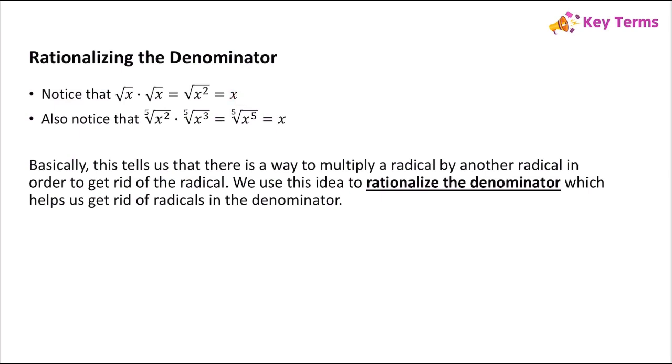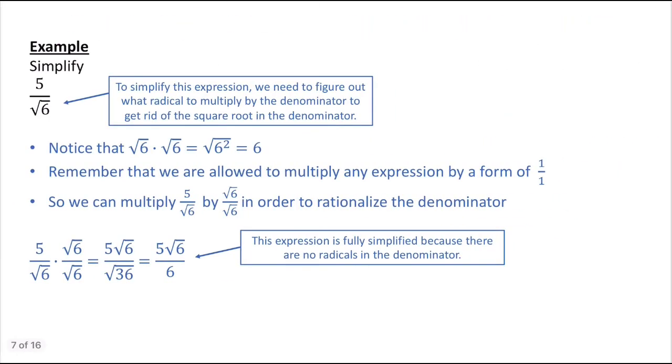So we can use this idea to rationalize the denominator, which helps us get rid of the radicals in the denominator. So let's look at an example. Suppose we're trying to simplify 5 over the square root of 6. This is not simplified because remember we said that we can't have radicals in the denominator. Well, if we take the square root of 6 and multiply it by the square root of 6, we'll get the square root of 6 squared, which is equal to just 6. And that gets rid of that radical.